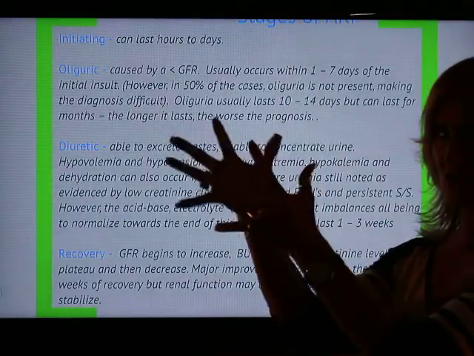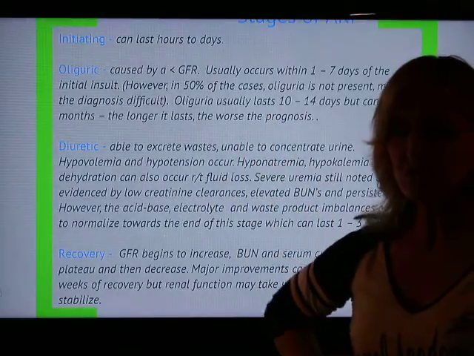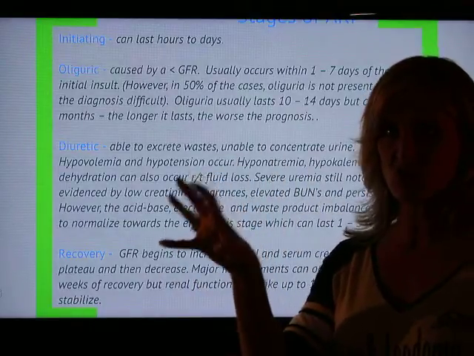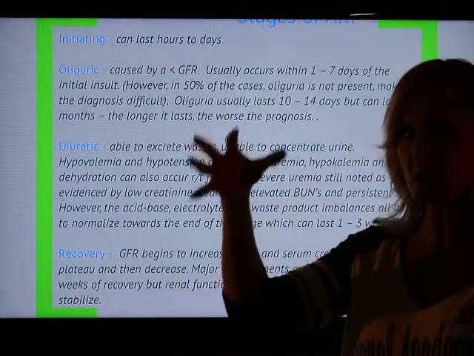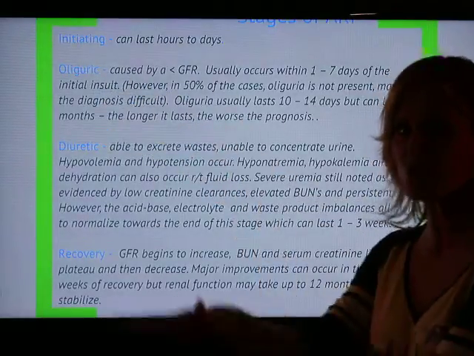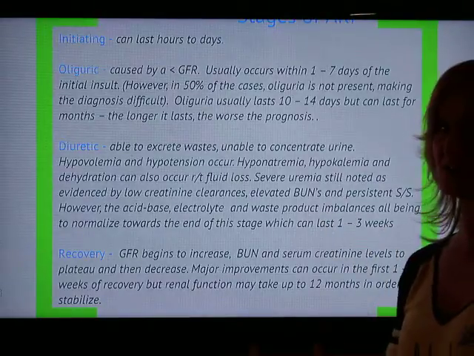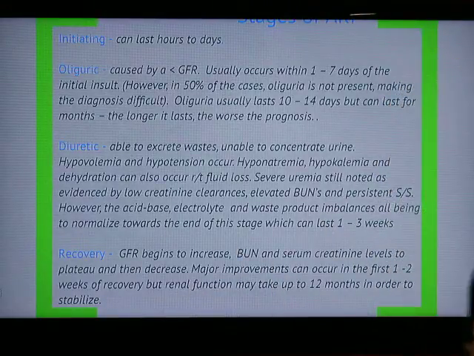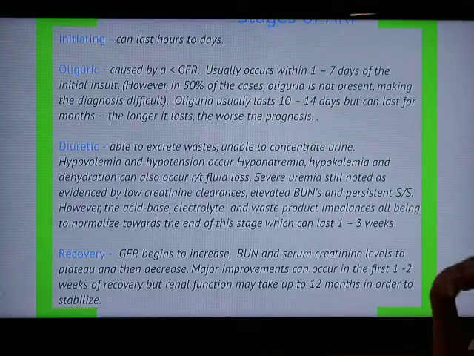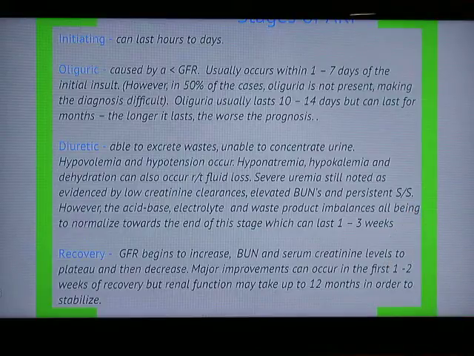The glomeruli that I just showed you, the filtration rate is starting to drop off. In each kidney, you have about 1 million of those glomeruli that I just showed you. Well, what happens is those start failing. And so when they start dropping off, you're going to see the patient's urine output start decreasing. That's called oliguria. So this phase usually lasts for about a day, maybe up to a week after the initial insult.